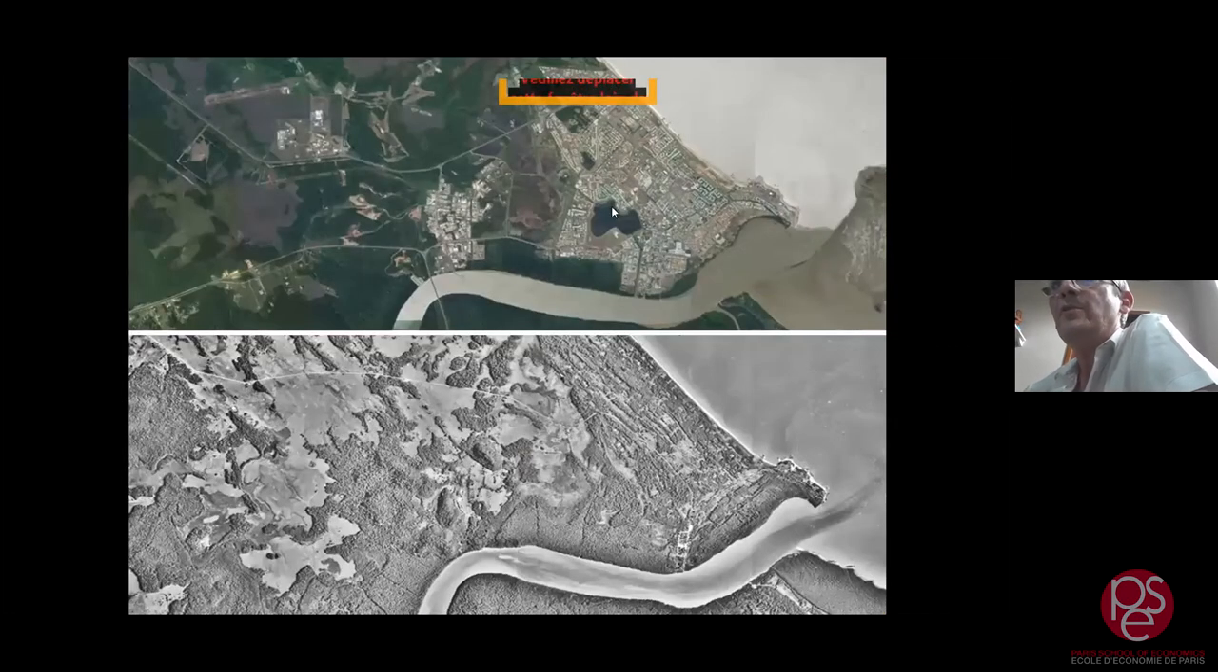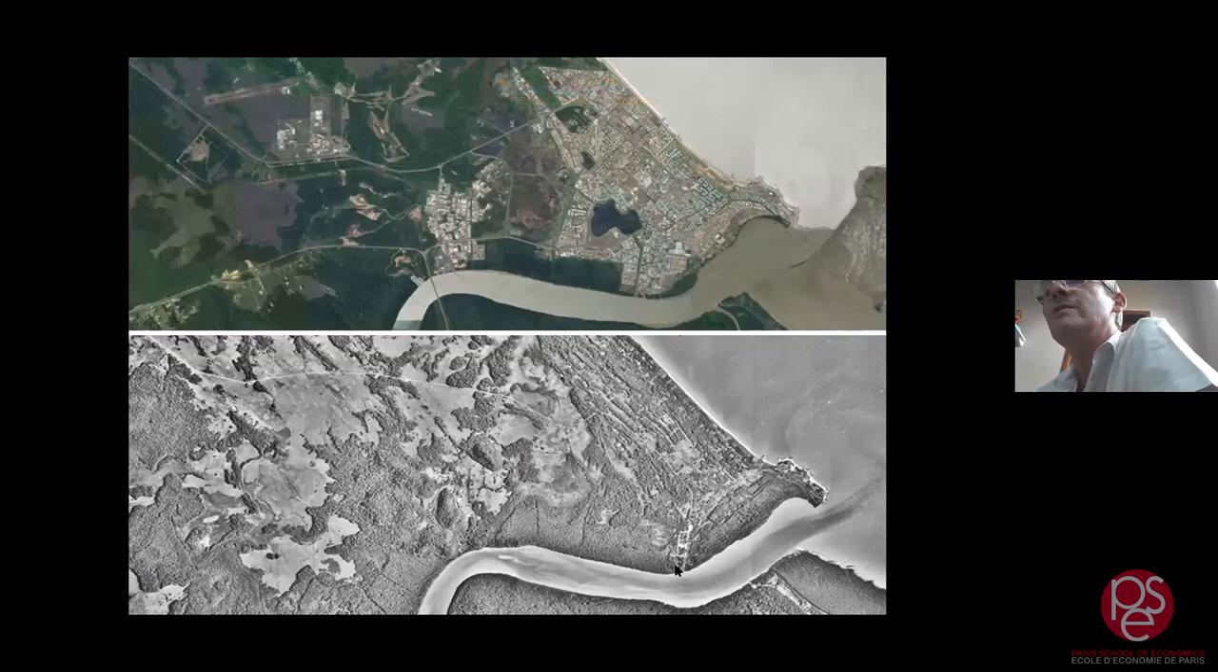This is another example. This is Kourou. We have the space center here in the recent photograph. And here in 1954, maybe, you can see that there is just a natural wetland. This is the road coming from Cayenne. There is no bridge. And we just have a fisherman village here with a few tens of people.